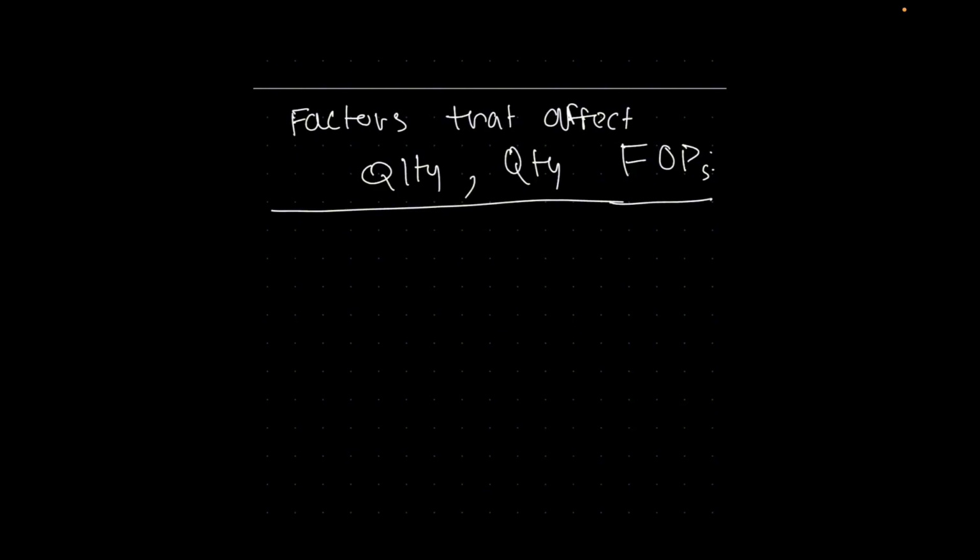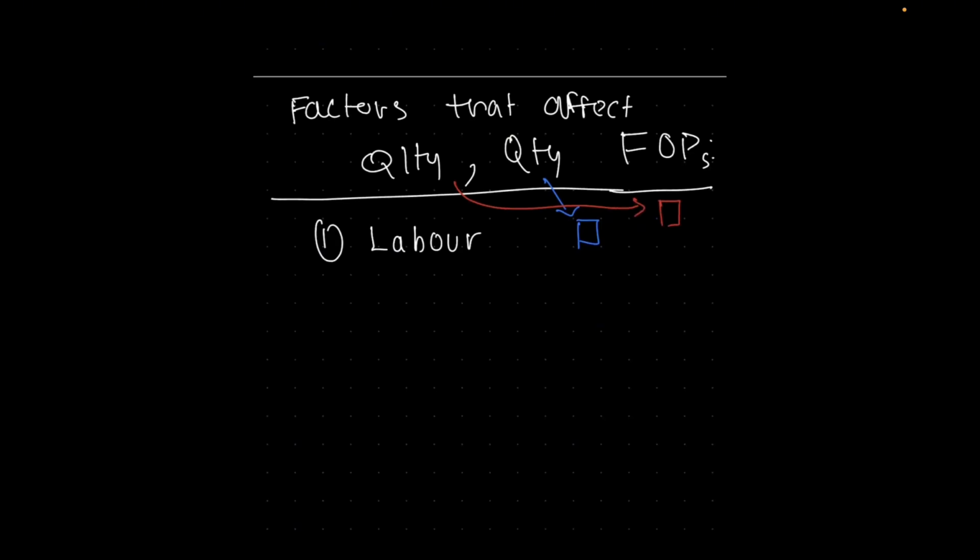Now let's go through it by each factor. Let's start off with labor. So if you look at labor, I'm going to use blue for quantity and I'm going to use red for quality. So let's look at the factors that improve the quality of labor. This could be increasing training. This could be, in some cases, education.